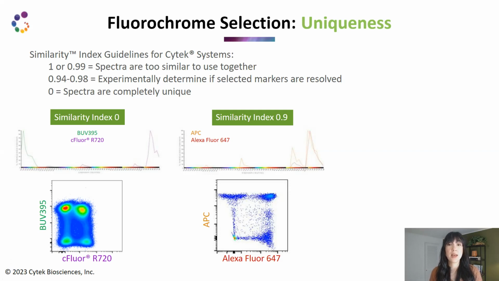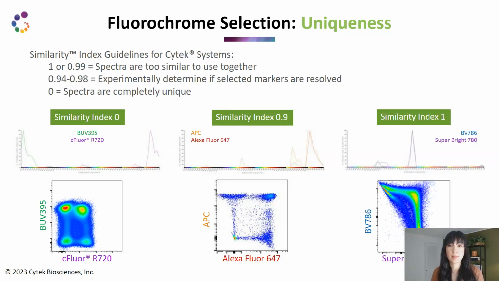However, I will note that these on a conventional system will typically be assigned to the exact same detector. So I would not recommend putting these together in the same panel on a conventional system. But for a spectral system, we can do that, and you can see the data plot below looks very nice.